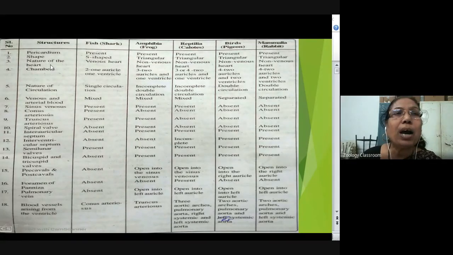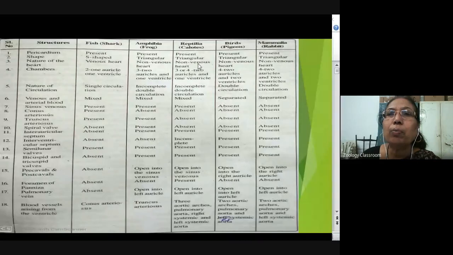Then the nature of the heart. In fish, the heart collects only venous blood, or impure blood, so it is called a venous heart. Then amphibia, non-venous, mixed blood. In reptiles also mixed blood. In birds, non-venous heart, or complete four-chambered heart.